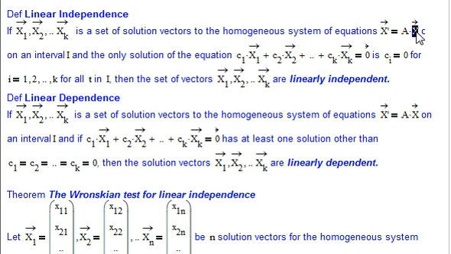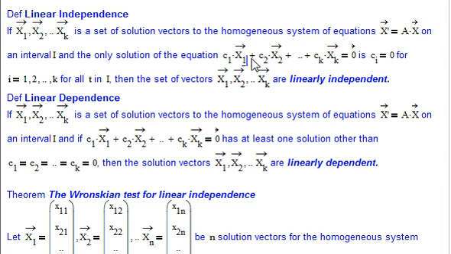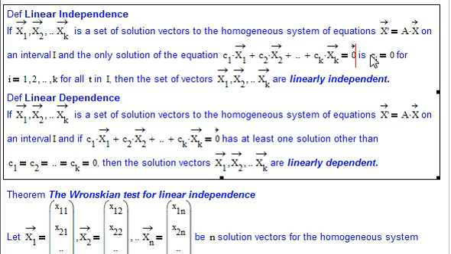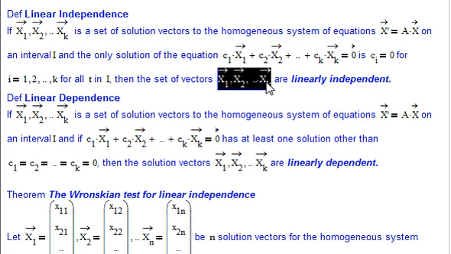x prime equals matrix A times x, on an interval I, and the only solution of the equation c1 x1 plus c2 x2 and so on up to ck xk is equal to the zero vector is if all the ci's are 0, then the set of vectors x1, x2, up to xk are linearly independent.